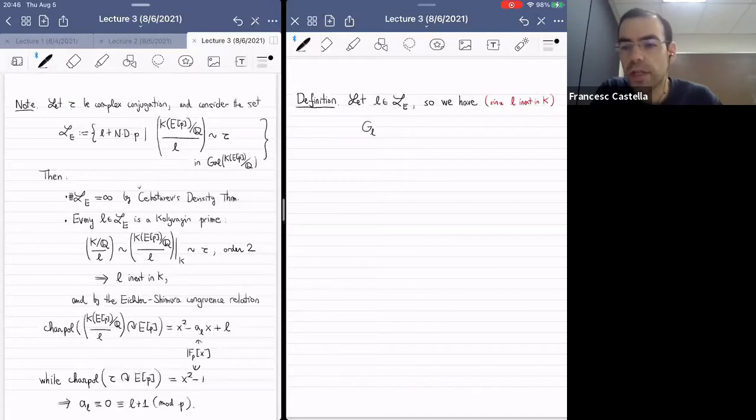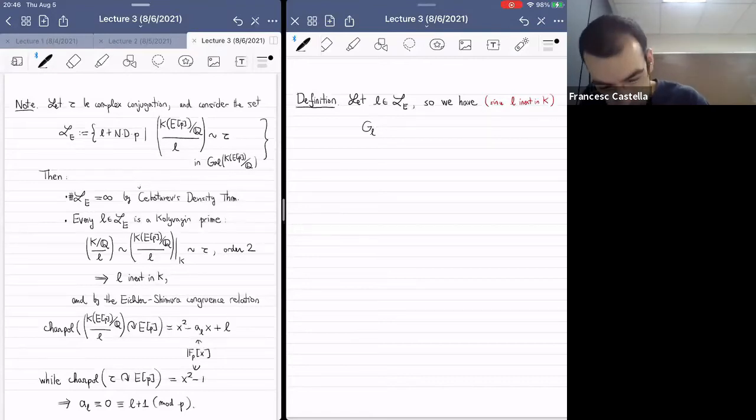Okay, and one way of computing the inertial degree is computing the order of the associated Frobenius element. And that's what we just did. So we look at this Frobenius element, we found it's an element of order 2, and therefore it's a prime which is inert. If we found instead something of order 1, it would be telling us that it's a split prime.